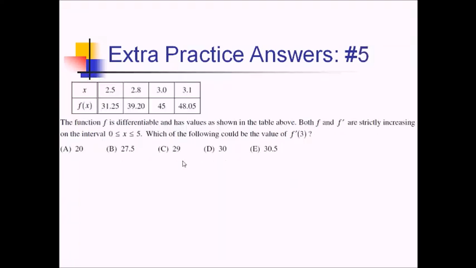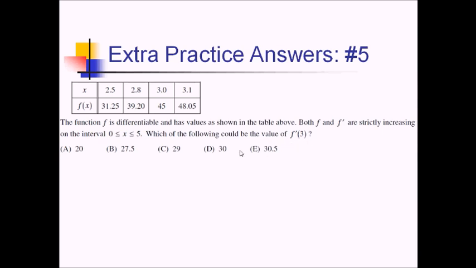For this problem, we're given a table of the f function here, which we're told is differentiable. And we're also told f and its derivative, f prime, are strictly increasing between 0 and 5. So based off of that, we want to know which of the following could be a value of f prime of 3. So we don't really know what the f function does other than what we have in the table here. But in order to figure out what could be a value, we kind of need a lower bound and an upper bound for what f prime of 3 could be.